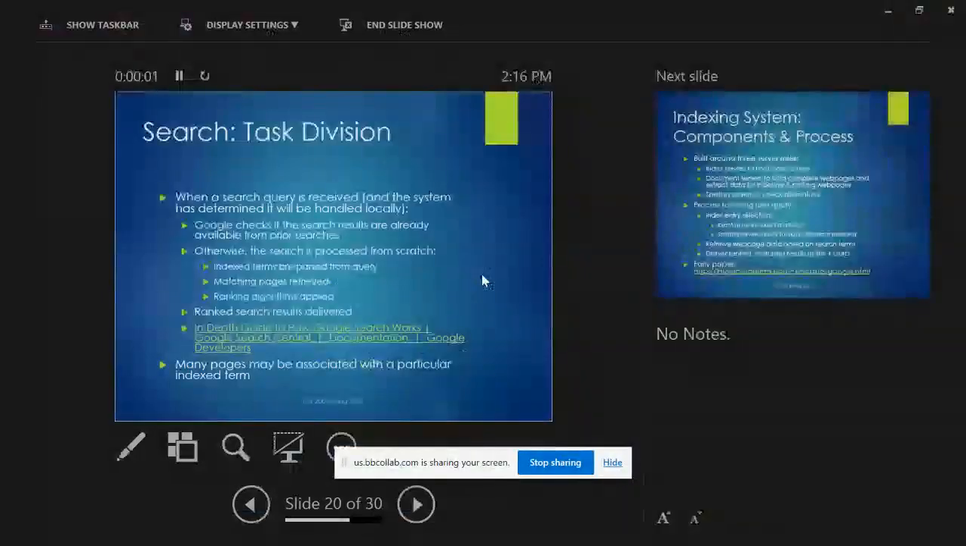So again, when Google gets a search query, and we're going to assume the system has determined it's going to be handled locally, first it's going to check the cache, right? Are those search results already available in the cache? If so, that's great. No further processing required. Otherwise, you got to process the search, right? You got to break it apart, figure out what terms you're going to use, figure out where those pages are, rank the pages, deliver the results.